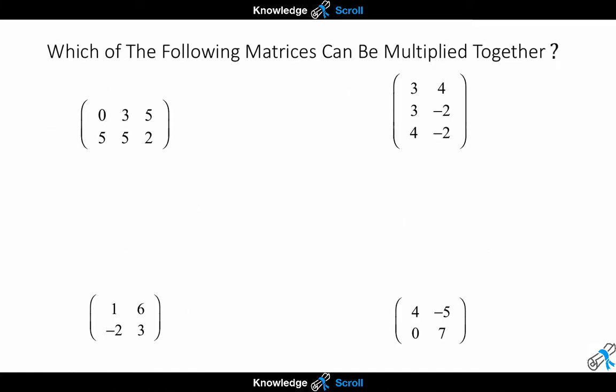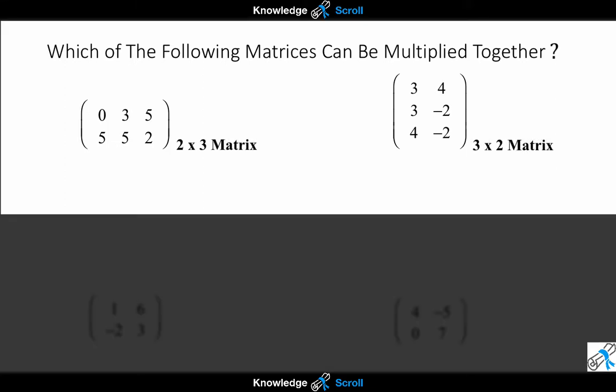So now in this slide we have four matrices, and we're going to see which of these four matrices can or cannot be multiplied together based on the criteria that we mentioned in the last slide. Let's look at the first two up top. The first one is a 2 by 3 matrix and the second one is a 3 by 2 matrix.